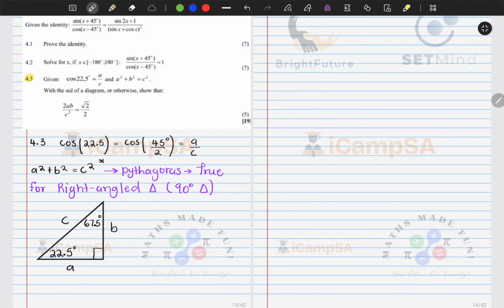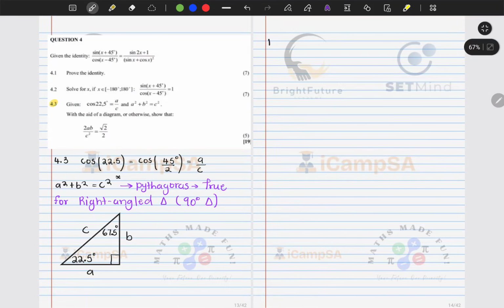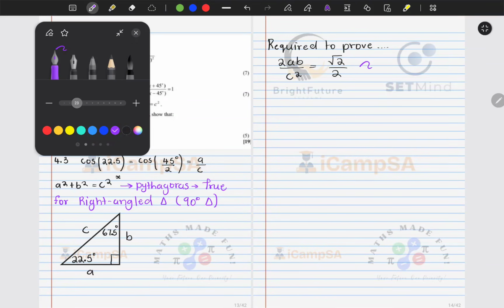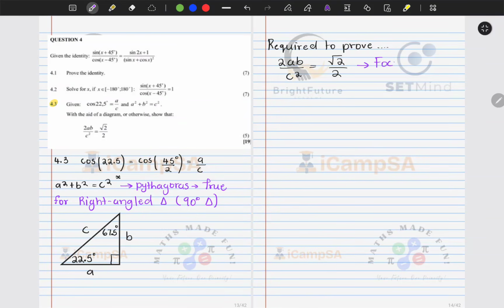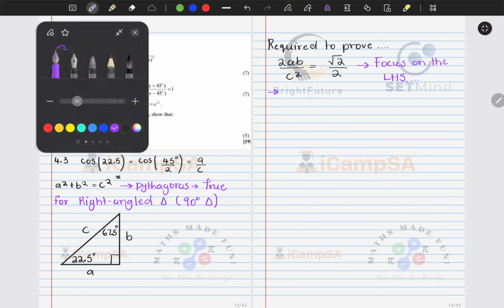Right. Then what we are required to then show is what is happening there. So if you observe carefully, let's go ahead and have a look at it. We are required to prove the following, which is that 2ab divided by c squared is equal to square root of 2 divided by 2. And as always, what I'm going to do is to focus on the left hand side. Okay, so let's go ahead and do so.